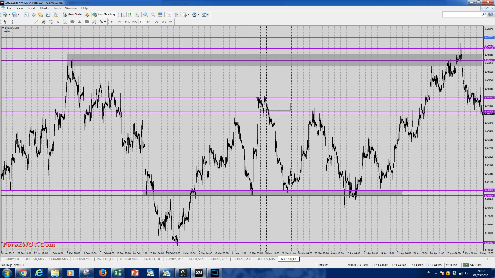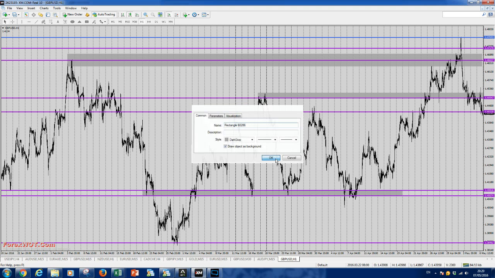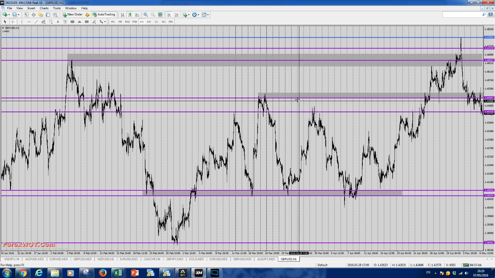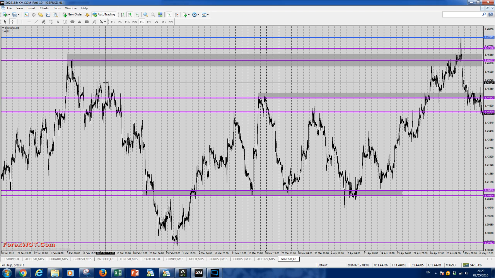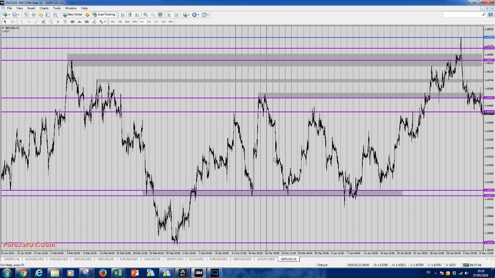You can see after you've drawn your support and resistance lines, you can look for your zones. This zone is 23 pips. Now you can see there's another zone here. It's only been there for a brief period of time, so I'm going to draw another zone here. That's my other zone.